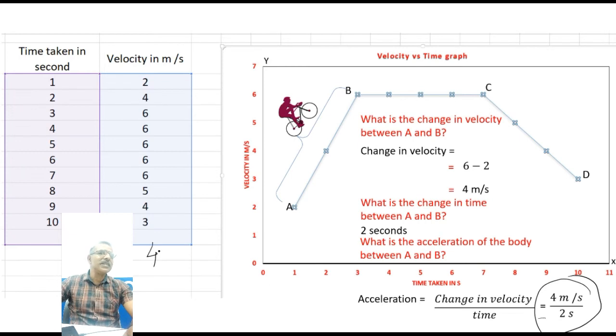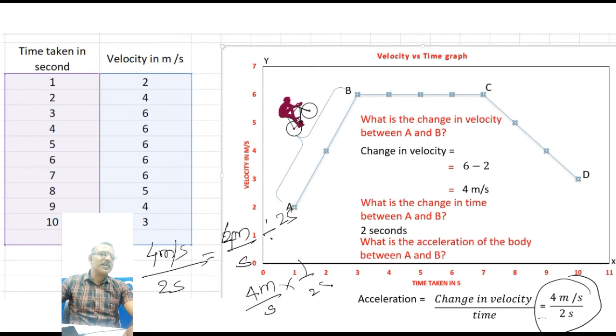Now, here you can see 4 meter per second divided by 2 seconds, which will be equal to... I am doing it in detail. 4 meter per second divided by 2 seconds. Now you see, when you do this multiplication, 4 meter per second into 1 upon 2 seconds. The purpose of me doing this in detail is because this S and S goes to the denominator, and these 2 ones are 2 twos are, so it becomes 2 meter per second square.